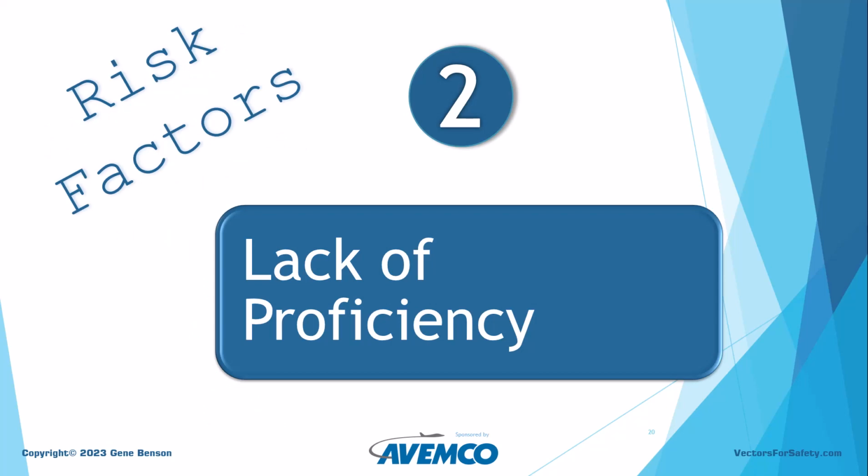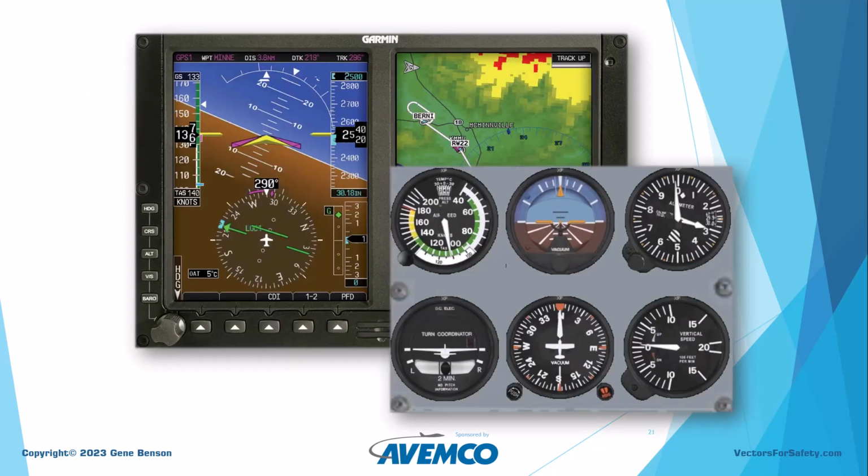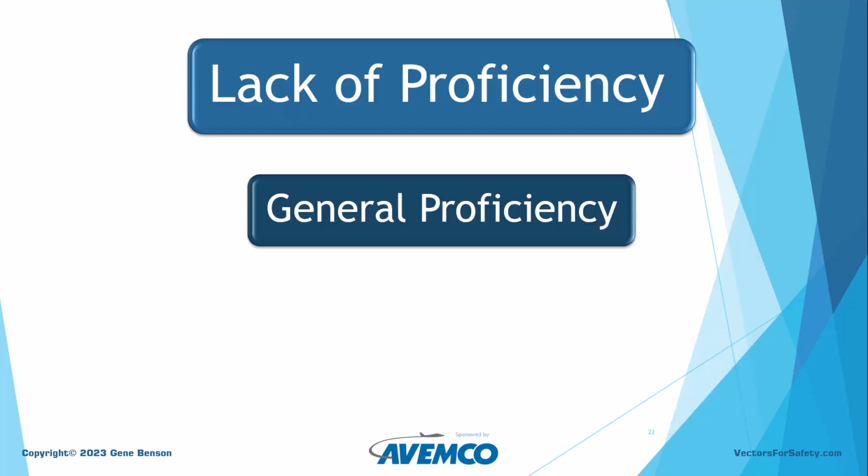Our second major risk factor is lack of proficiency. The risk of becoming spatially disoriented is reduced if we have reliable flight instruments and the current ability to use them properly. Note the phrase current ability. The ability to fly today by reference to instruments is not guaranteed by holding an instrument rating if the pilot is not proficient today. First, let's consider general proficiency.